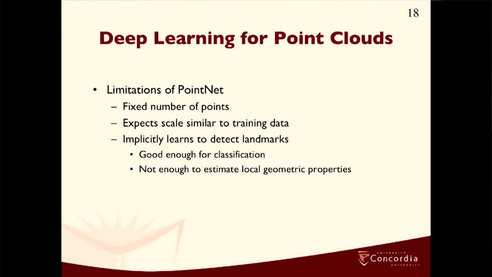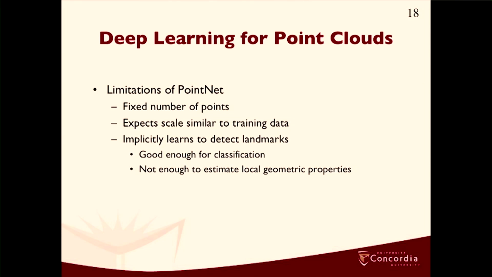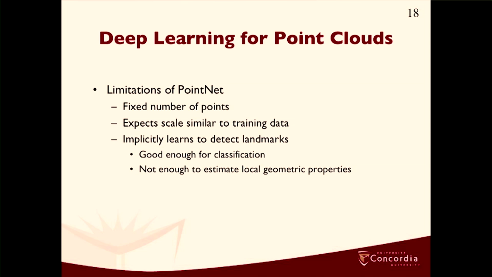So here are some of the limitations of PointNet. The first is actually a limitation of neural networks in general, which is that PointNet has a fixed number of points. So if you train it to, say, classify point clouds with 1,000 points, that's it. You can only use it for point clouds with 1,000 points. And the next one is not such a serious limitation, which is it expects a scale similar to what it has seen in the training data. But it's not that difficult to actually change the scale of your data to make it fit with that. And it implicitly learns to detect landmarks, which is good for classification and segmentation. It's not so easy to use that for estimating local geometric properties, though.